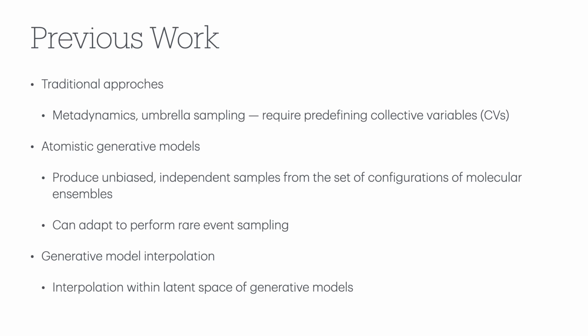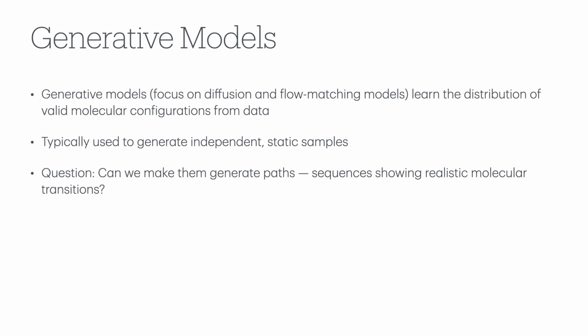So let me talk a little bit about what generative models are. Okay, so generative models, and this paper focuses on diffusion or flow matching models. They learn the distribution of valid molecular configurations from data. So just training on a huge set of protein configurations, and it's learning what is valid, what is not. Typically, it's used to generate independent static samples. So it's used to generate a configuration of a protein, just one static sample. And this class of models includes VAEs, which we discussed in the RAVE paper as well, but also diffusion models, which I'll talk about more in this presentation. And the idea in this paper is, can we use these generative models to instead generate paths, right? Sequences of configurations showing realistic molecular transitions, not just independent static samples.